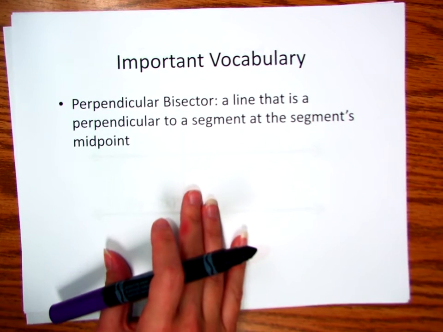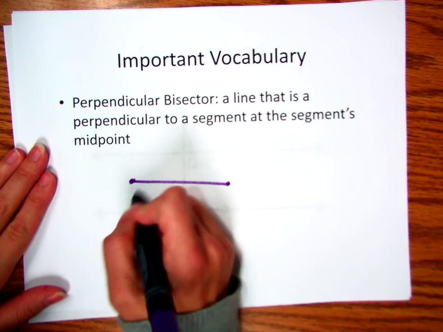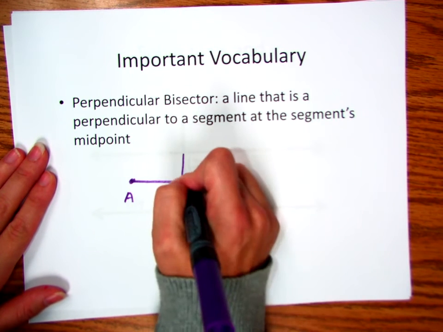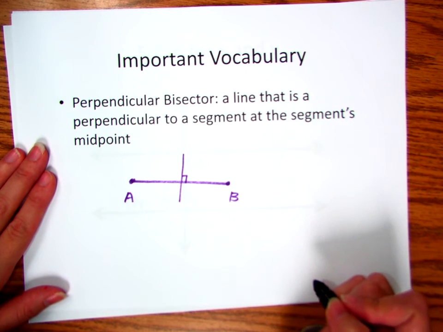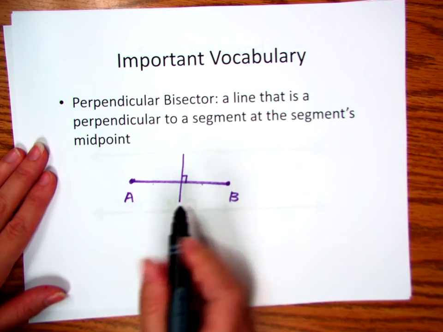We also had some important vocabulary in which we did a perpendicular bisector. That's if you have something like this, where you have segment AB, and then you slice it directly in half with a perpendicular line. It's perpendicular, and it bisects this into two equal segments at that midpoint.